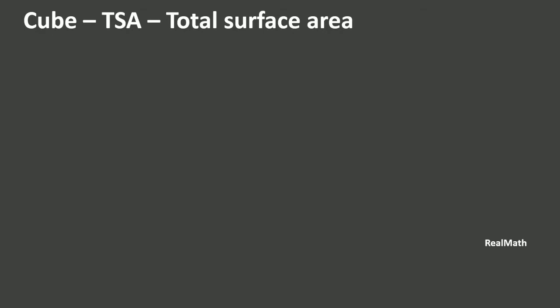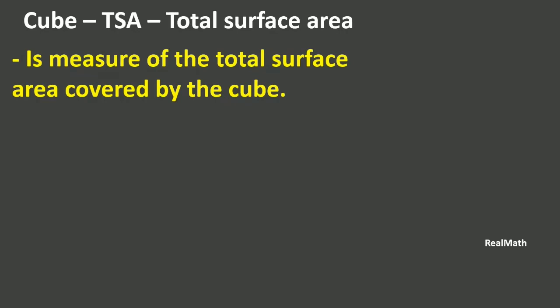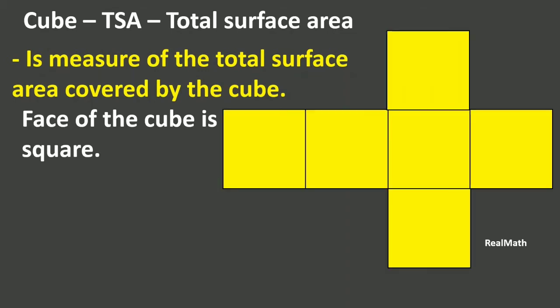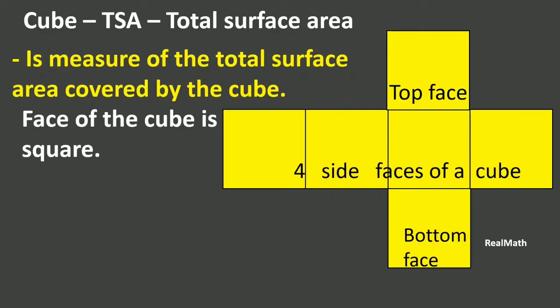Let us start with the TSA, that is total surface area of the cube. It is a measure of the total surface area covered by the cube. First, the face of the cube, you already know, is a square. Now, you can see when you open out the cube, you will get the picture like this. 4 side faces and top and bottom one. So, it has got 4 side faces, top face, bottom face. Now, each face is a square.